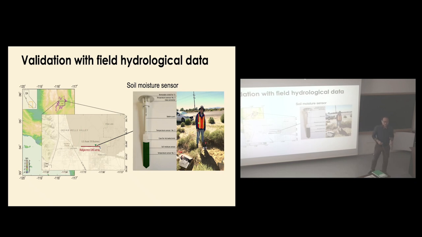We bought some soil moisture sensors. We know it's coming from the top, but we don't know how deep. Is it the top 10 meters, 20 meters, or the top meter? We don't know. So we bought these cheap soil moisture sensors, $100 each. We bought about 10 of them.